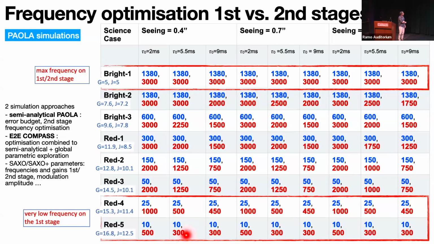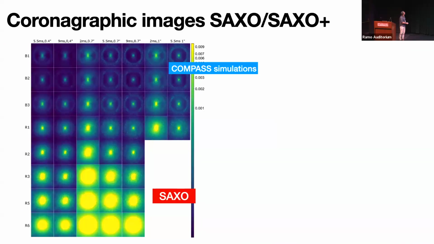And as we go down to red cases, in fact, the first stage has to reduce the frequency faster than the second stage. So we go down to like 10 or 25 hertz only on SAXO, while on SAXO Plus we can still run at 300 kilohertz, 300 hertz, sorry.